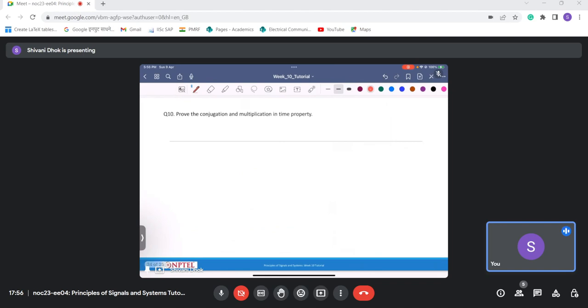Now let us look at the multiplication in time property. So what does it say? Multiplication in time property: x1 of n into x2 of n will have a DTFT as 1 by 2 pi x1 of omega periodically convolved with x2 of omega. And this periodic convolution is over a period of 2 pi, so it is 1 by 2 pi integral from 0 to 2 pi x1 of gamma x2 of omega minus gamma d gamma.